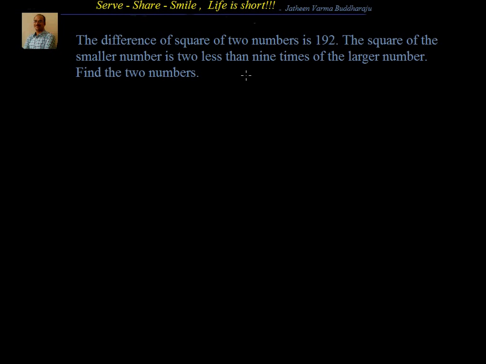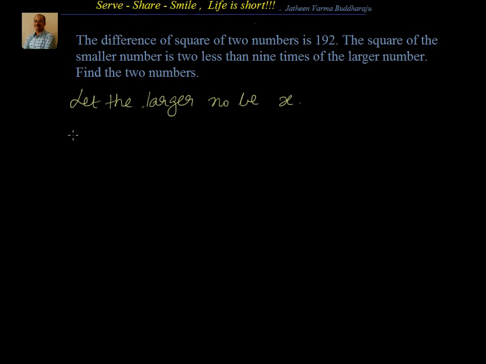So let us say that we will start with larger number as x. So I'll write it down. I'll say let the larger number be x. If the larger number is x, then the condition given is the square of the smaller number is 2 less than 9 times of the larger number. So let's try to understand what will be that value.